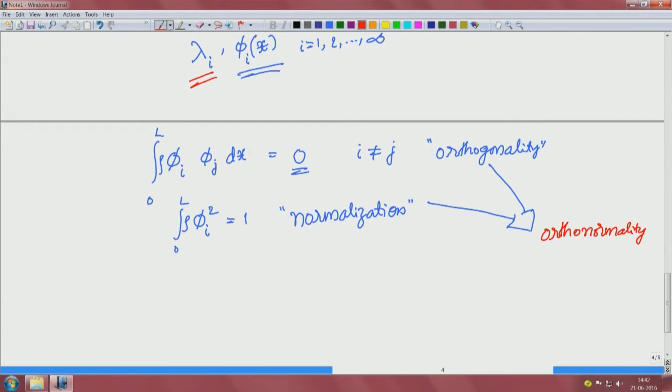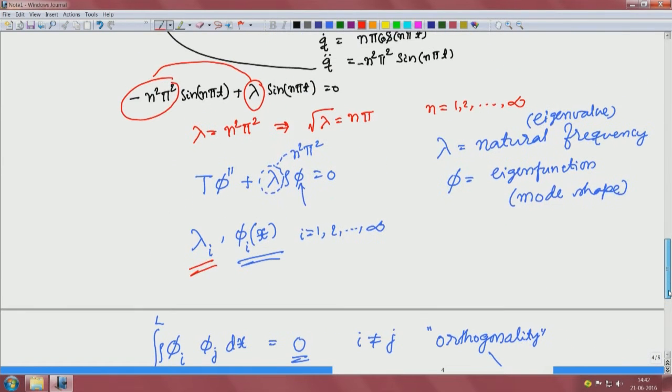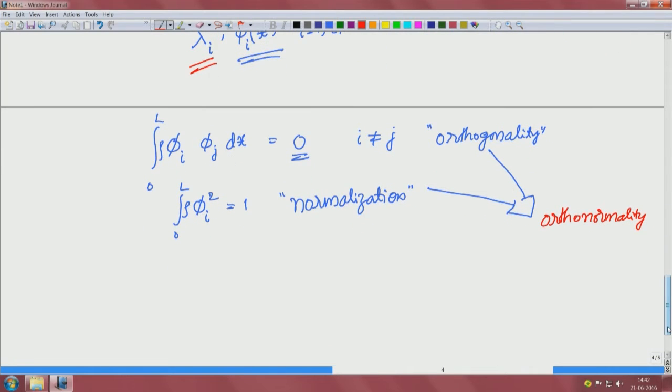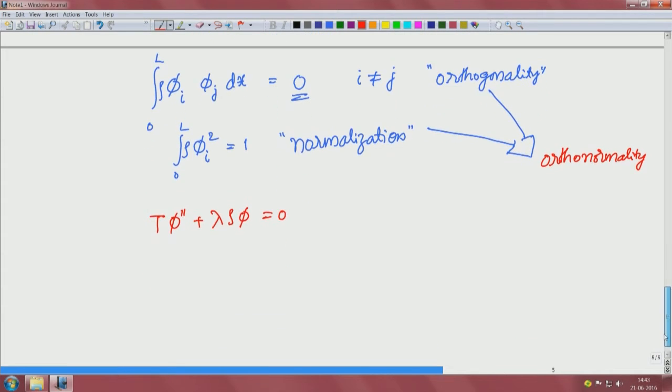And you can also prove that these lambdas that we got, they will be only non-negative. That is, they will be either 0 or positive, they can never be negative. In order to see that, let us take, remember this equation, T phi double prime plus lambda rho phi, many times we will use this. So, we have T phi double prime plus lambda rho phi equal to 0. We will use this to prove that lambdas have to be non-negative.